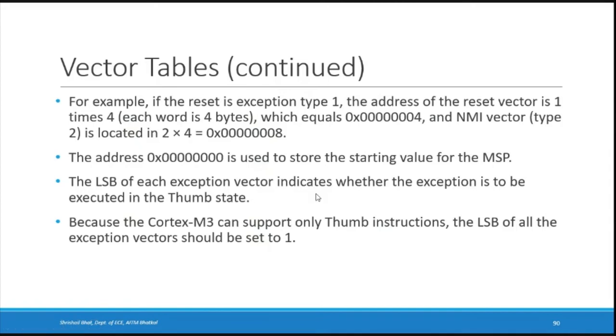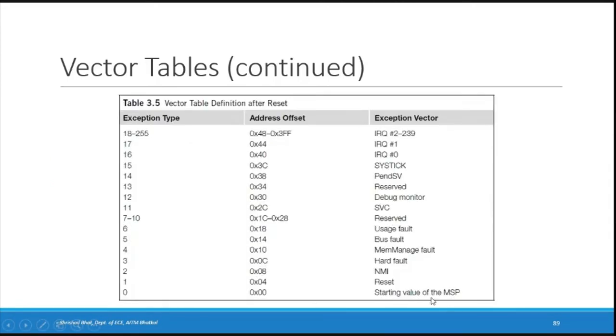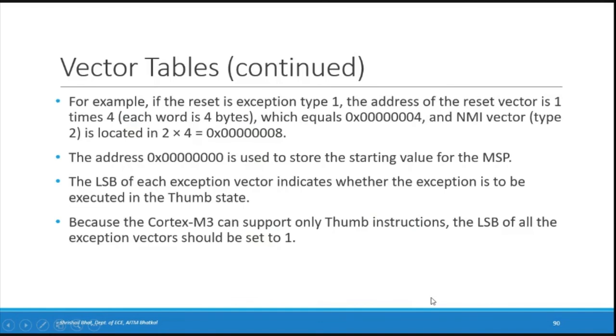So the address 0000 is used to store the starting value for the MSP, that is the main stack pointer. The LSB of each exception vector indicates whether the exception is to be executed in the thumb state. The LSB indicates whether it is in thumb state or ARM state. In case of Cortex M3, it supports only thumb instructions. So the LSB of all the exception vectors should be set to 1.